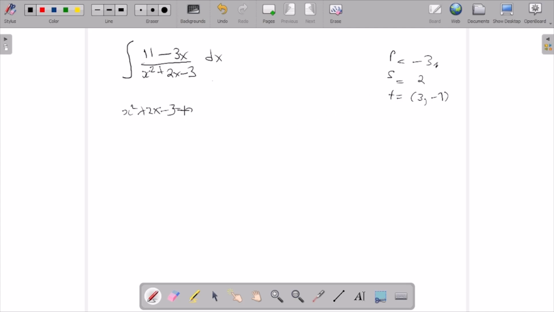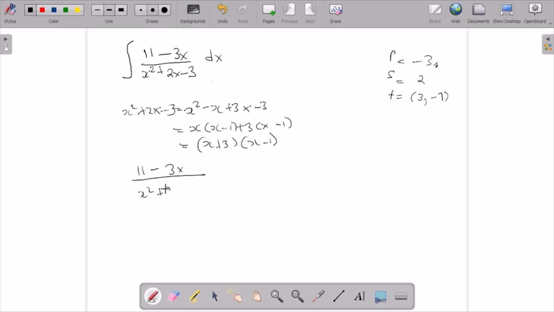Now this simplifies to x squared minus x plus 3x minus 3. This is equal to x(x minus 1) plus 3(x minus 1). This is equal to (x plus 3)(x minus 1). This means that the rational fraction (11 minus 3x) over (x squared plus 2x minus 3) is actually equal to (11 minus 3x) over (x plus 3)(x minus 1).